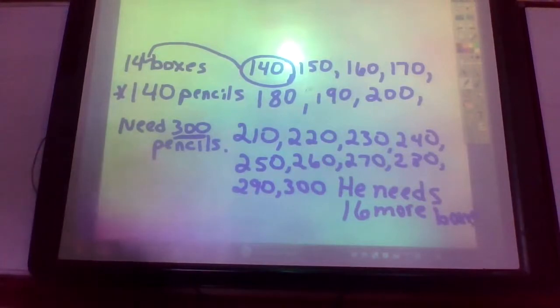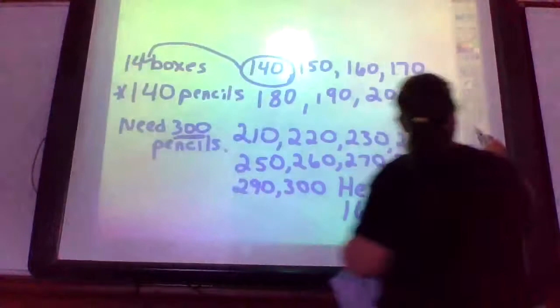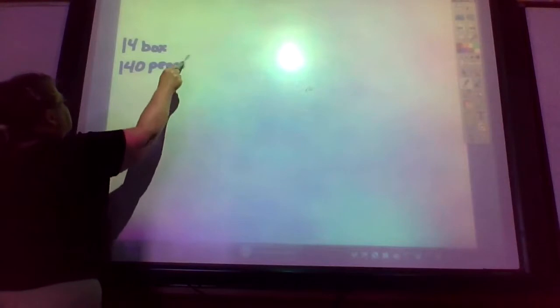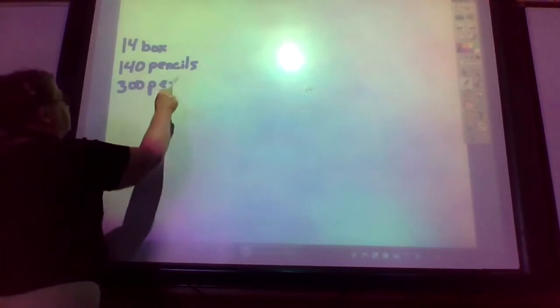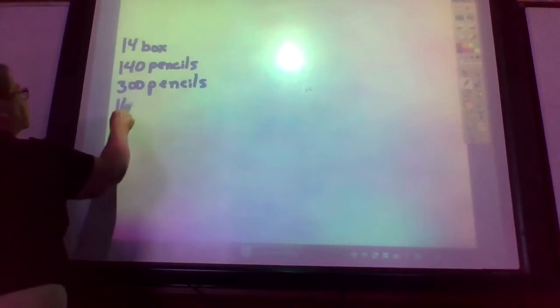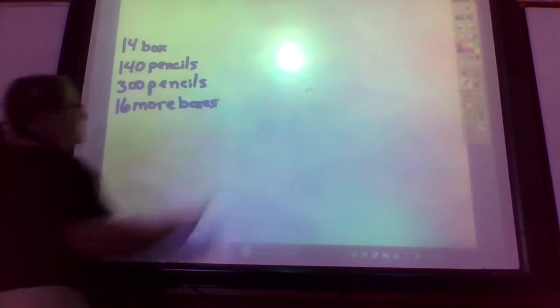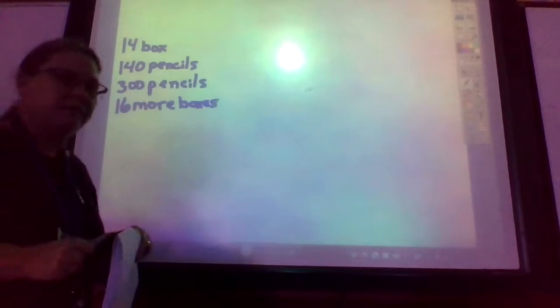All right. Here we go. Now, we're going to go to the next one. Number three. It continues to build. Okay? So, he had 14 boxes of pencils, which was 140 pencils. He needed 300 pencils. Lots of information. Okay? So, he had to get 16 more boxes. He needed to get 16 more boxes. That's the information that we've got so far.